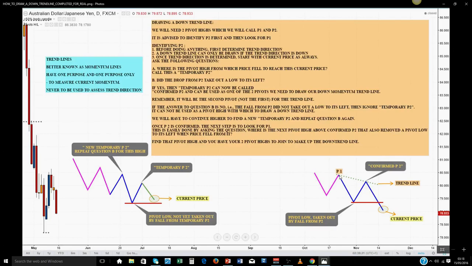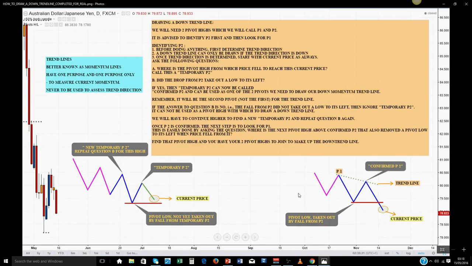Now, there are two scenarios to this. In this case, I've drawn one out. This pivot high took out a pivot low down and to the left of itself. So this is also a confirmed P1. So there you have it. And then you can join the two of them to make a downtrend line. I hope that is clear to everybody.